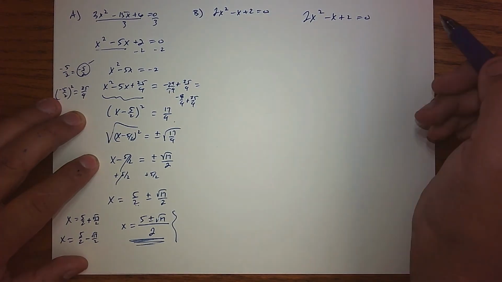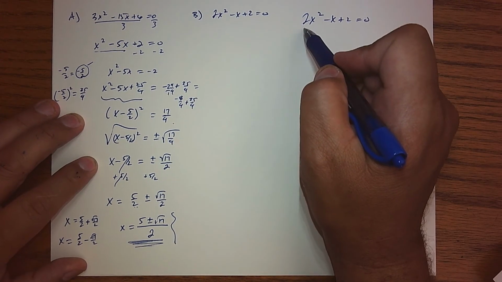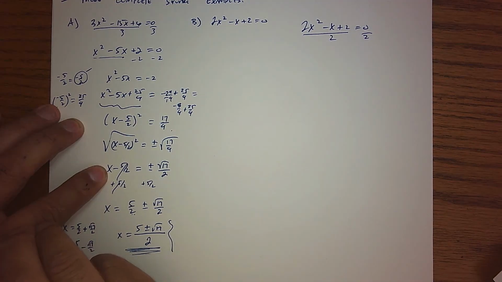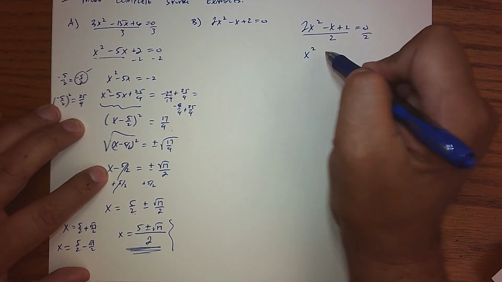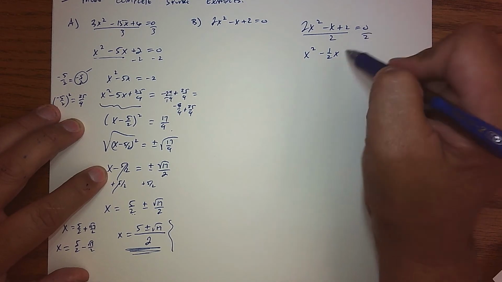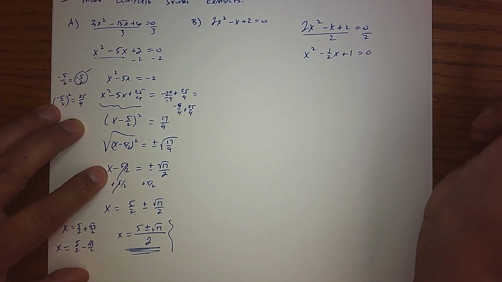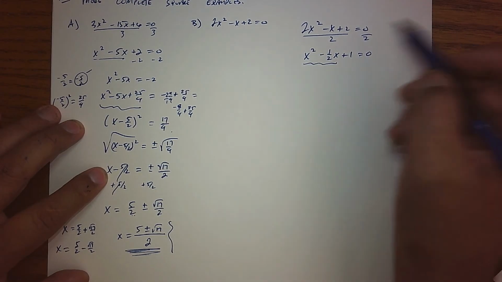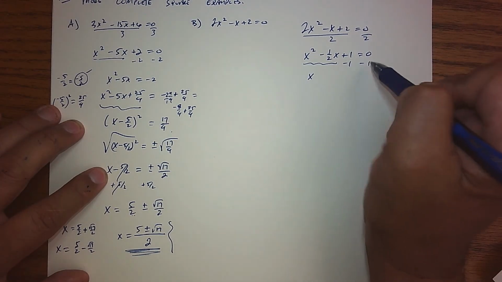Again, the first problem is my leading coefficient is not 1. Easily done. I'll just divide everybody by 2. This gives us x squared minus 1 half x plus 1 equals 0. Here are the pieces that represent the incomplete square, so I'm going to isolate them by subtracting 1.